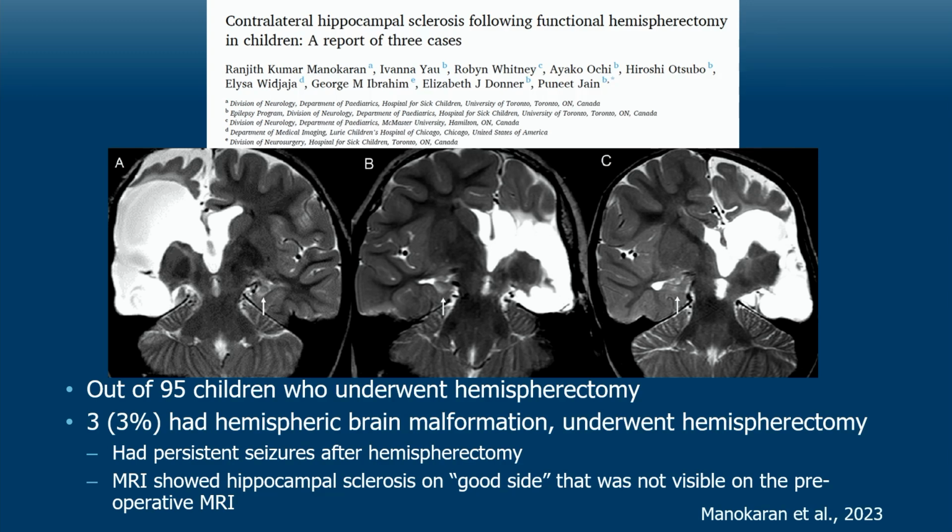Hippocampal sclerosis represents scarring within the hippocampus. The hippocampus is a structure in the brain that is important for memory. We found that there was scarring in the hippocampus on the so-called good side of the brain that was not visible on the MRI before the hemispherectomy. So when we review the MRI, we don't just look for residual connections, but we also look at the rest of the images in great detail to see whether there are any other potential causes for the recurrent seizures.